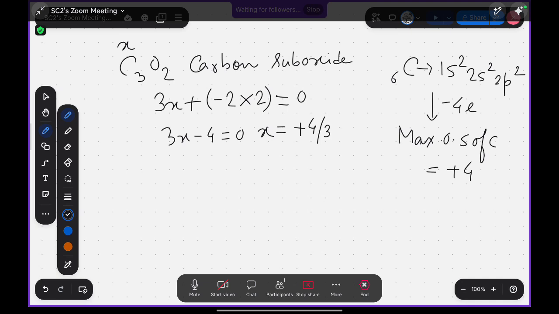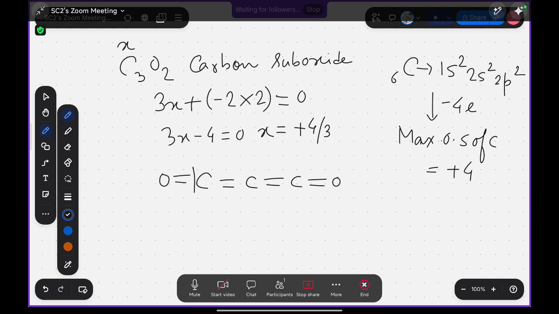As I have already explained during the differences between valency and oxidation state, it is possible that some elements have oxidation state in fraction or in decimal. So here you are finding that the oxidation state of carbon is plus 4 by 3. Now let's see how is the structure. The structure is something like this. This is the structure of carbon suboxide.